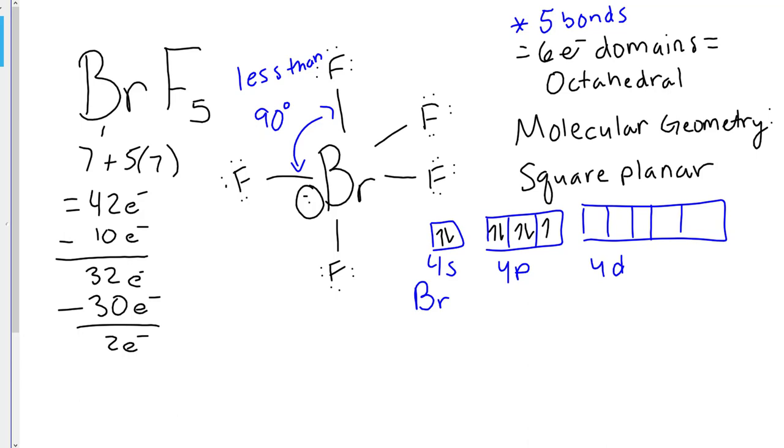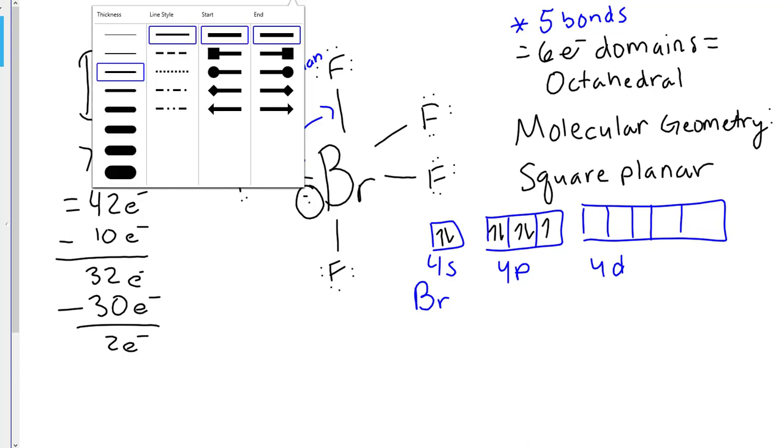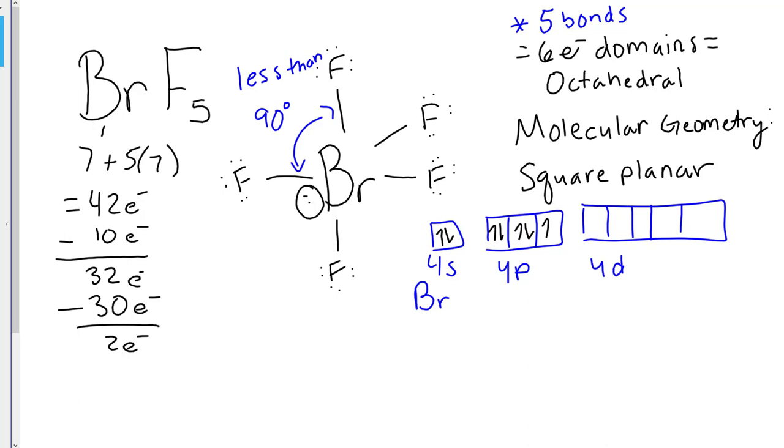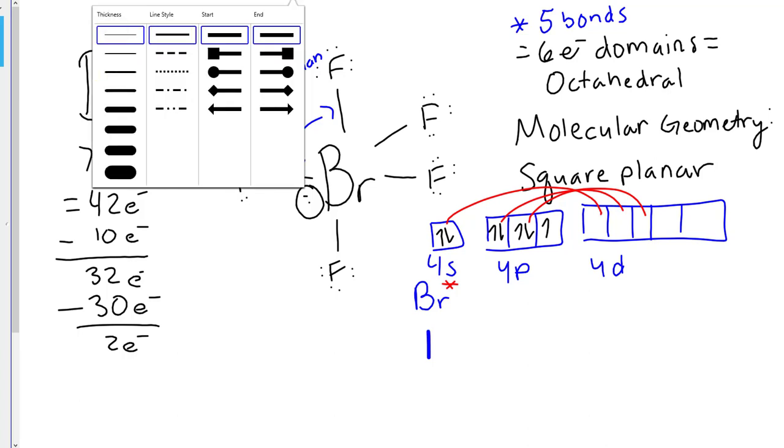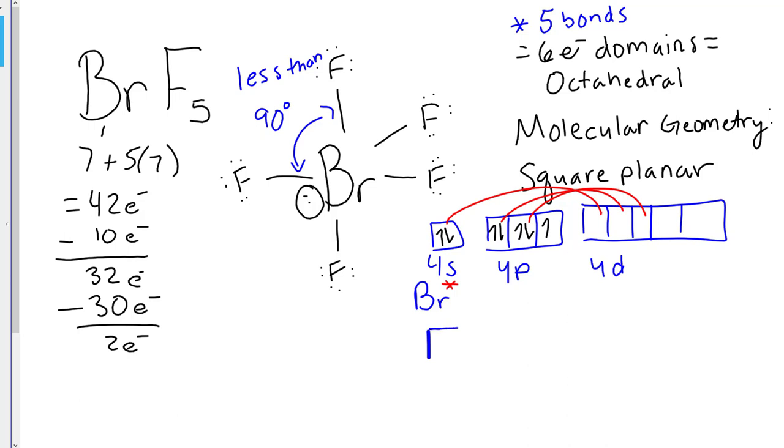So when I go to promote these things, first of all, I'm going to make bromine star, which means excited. I'm going to take this electron, bump it up. This one, bump it up. That one, bump it up. And I'll end up with something that looks like this. Now my 4s has just one of them. 4p.